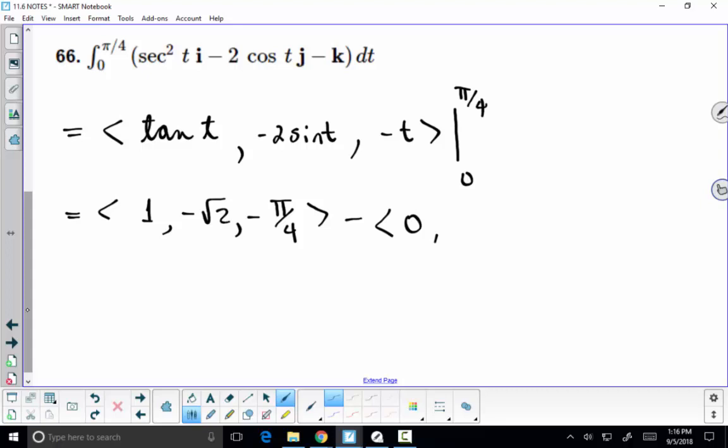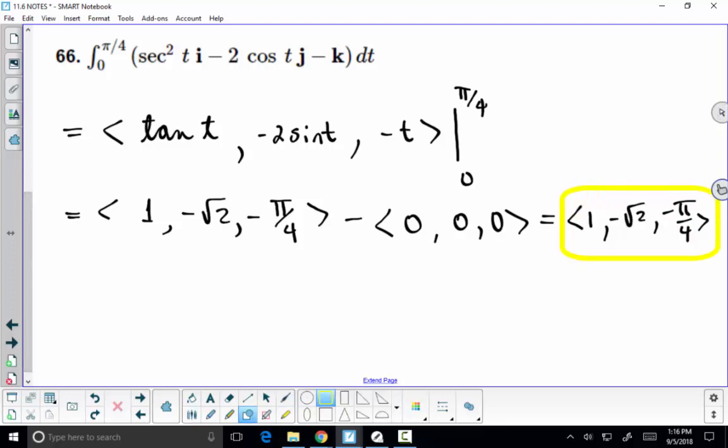And then, let's see, plugging in pi over 4 for sine, plugging in 0 here. Sine of 0 is 0, so we get 0. So that part doesn't contribute much. So we get a definite integral that is equal to the constant vector right there.